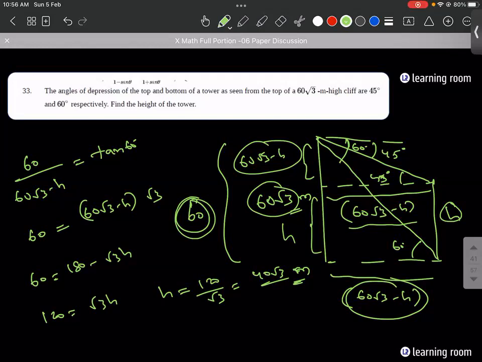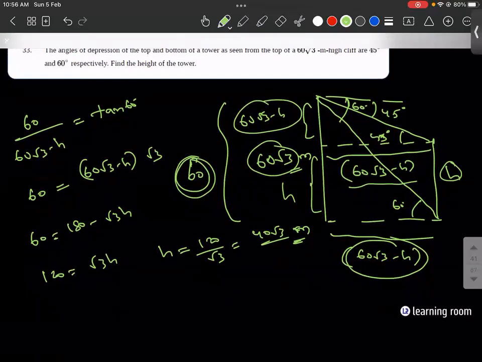So tan 60 is 60 root 3 by the base. Here is the angle, no? Correct. Here is the angle 60, so 60 root 3 minus h. See, if this height is h, then this will be 60 root 3 minus h, and this angle is 45.